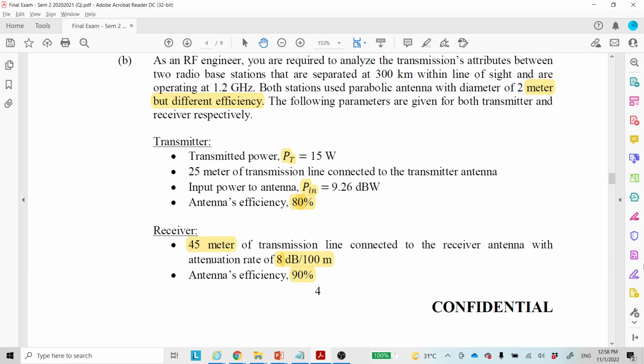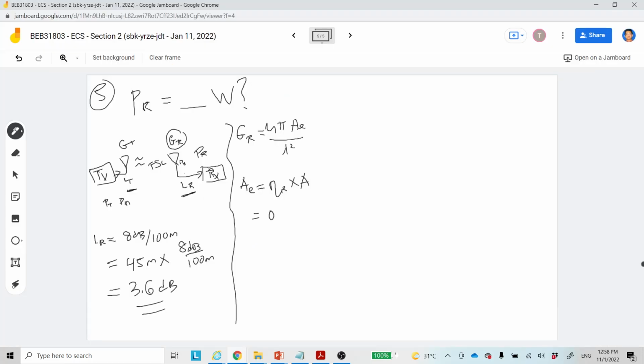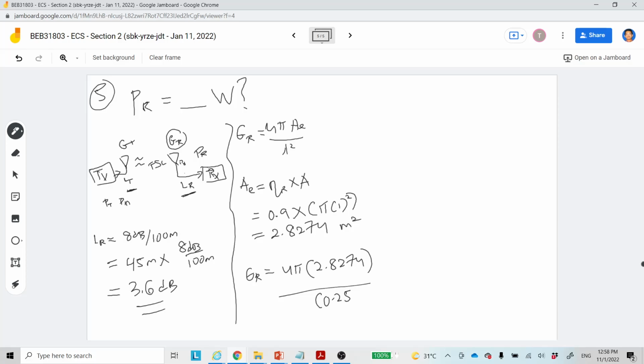Okay, so therefore you can put here 0.9 multiplied with pi R square. R is 1 meter, kuasa 2. So you akan dapat AE bersamaan dengan 2.8274 meter square. Kemudian kita boleh kira nilai GR. Okay. Gain of the receiver antenna is equal to 4 pi multiplied with 2.8274 divide with lambda square, which is 0.25 square. Ni kita dah dapat.